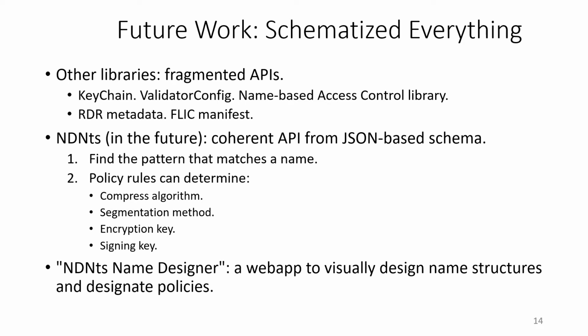But in the future, NDNts wants to have a coherent API based on a JSON-based schema, which is an extension of the schema you saw earlier. So within that schema, we find a pattern that matches a name. Then in the policy rules, it can determine how to compress the packet, how to segment the packet. Do you use index segmentation or do you use byte offsets? How to encrypt the packet, and also the signing key, which we already have now. And I also plan to work on an NDNts name designer web application. It will allow you to visually design name structures and designate policies to each name pattern.